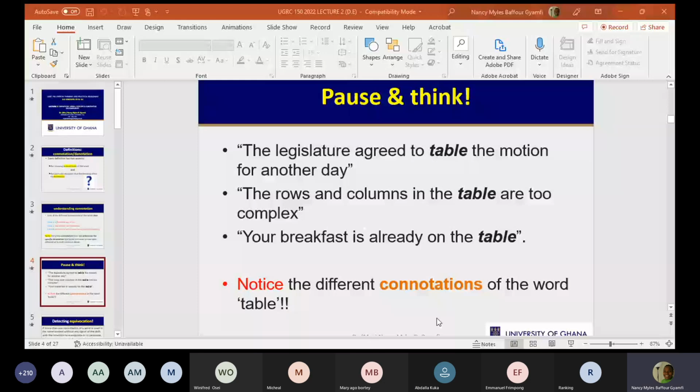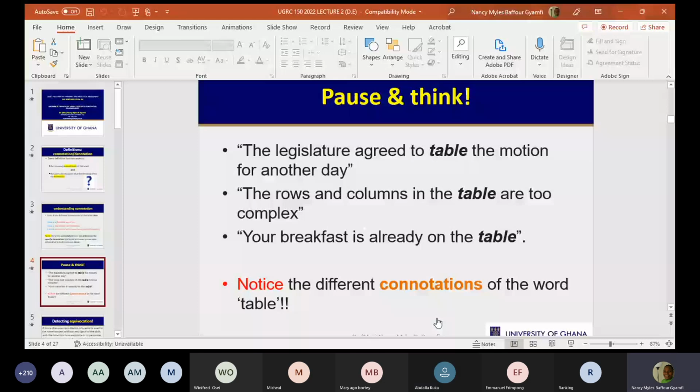The rows and columns in the table are too complex. The rows and the columns in the table are too complex. This one refers to a table, maybe a mathematical table that they have drawn to illustrate. Very good.